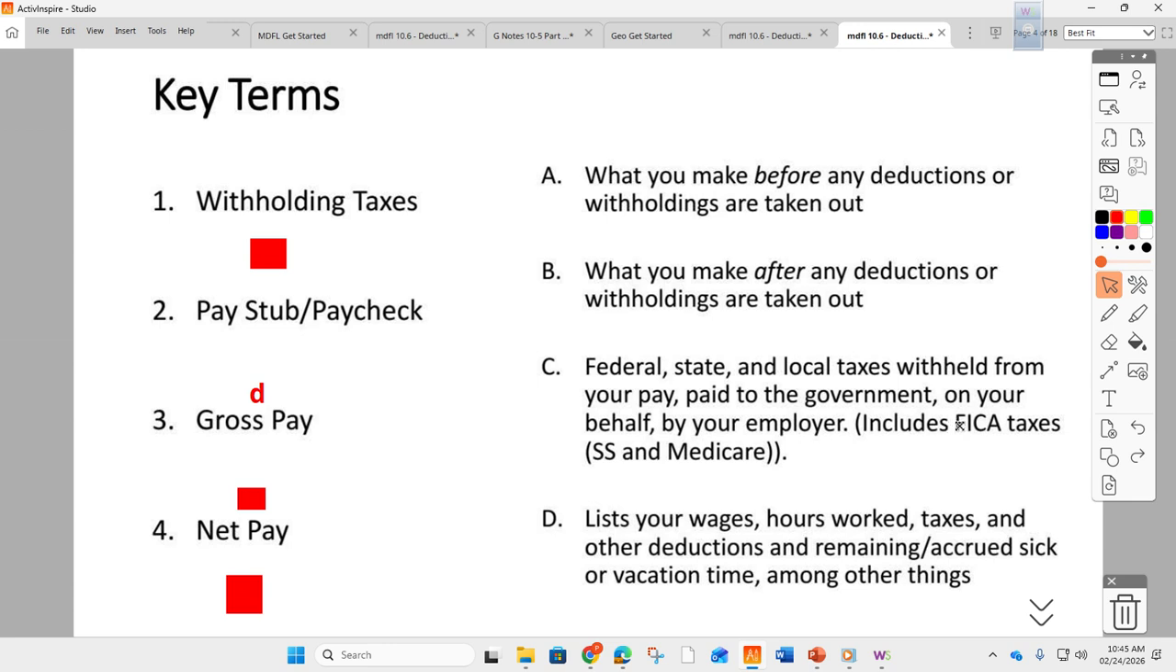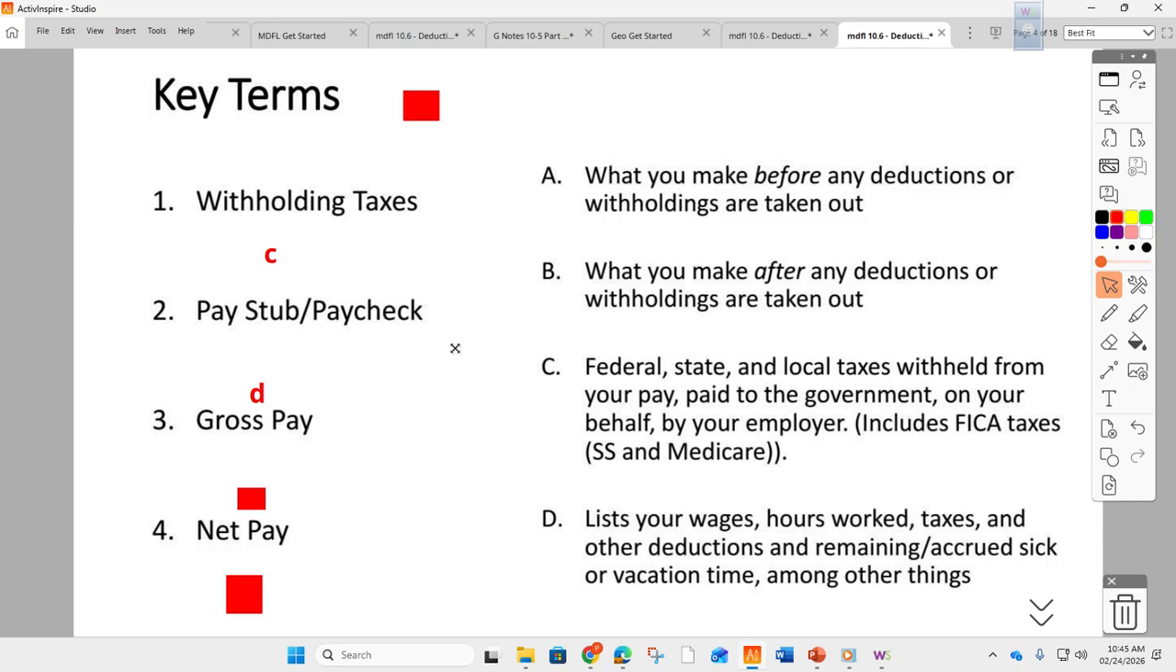I don't know who that was. Who was that? 1 is C. So your federal, state, and local taxes withheld from your pay, paid to the government on your behalf by your employer. Okay, can you tell me one of the others?